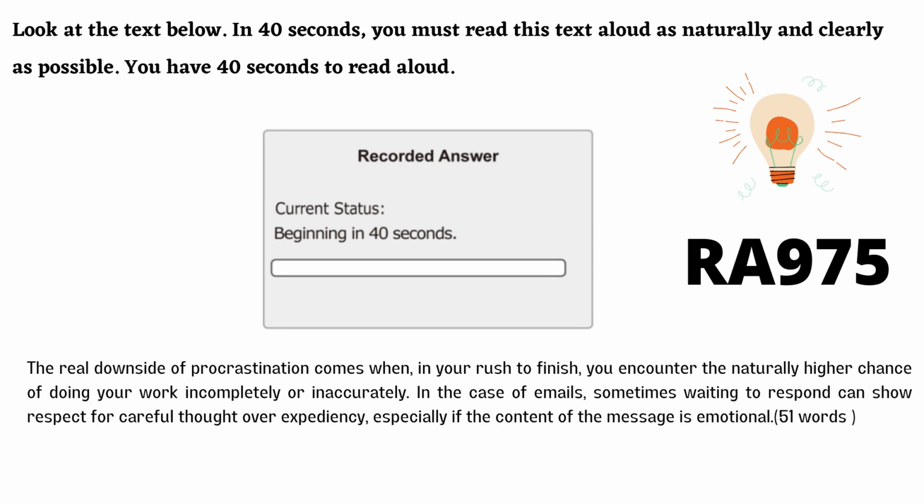The real downside of procrastination comes when, in your rush to finish, you encounter the naturally higher chance of doing your work incompletely or inaccurately. In the case of emails, sometimes waiting to respond can show respect for careful thought over expediency, especially if the content of the message is emotional.